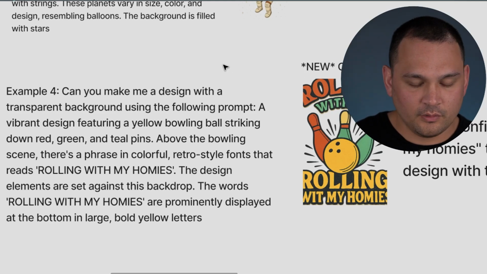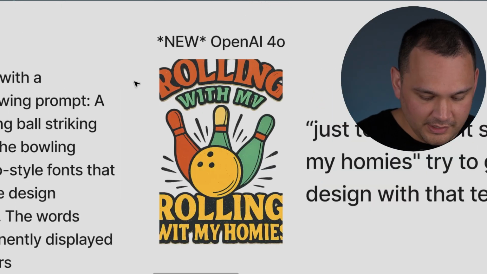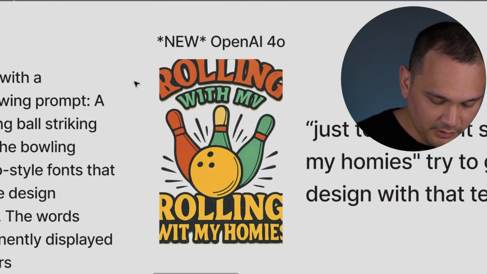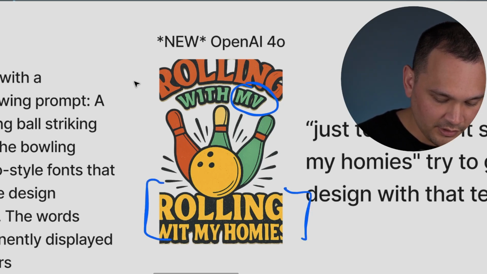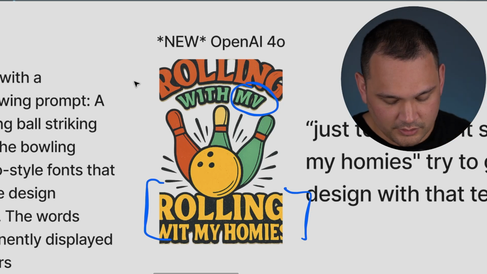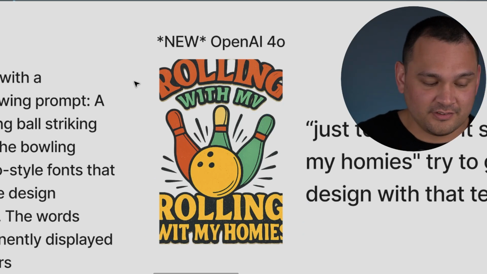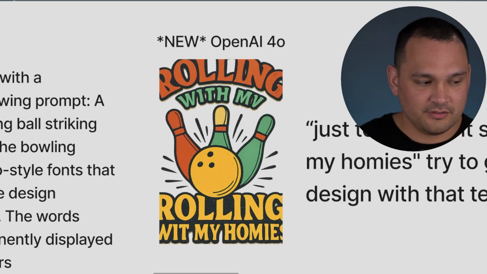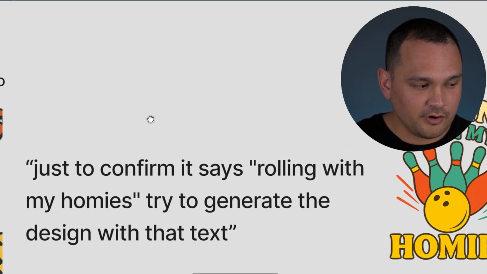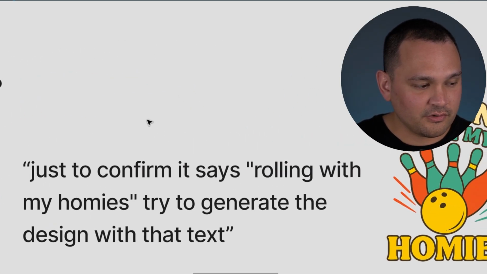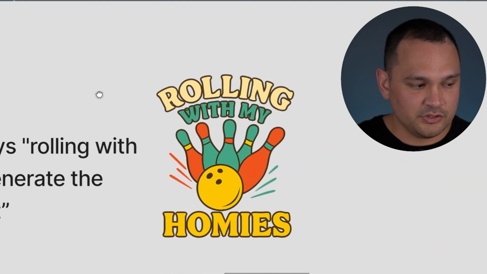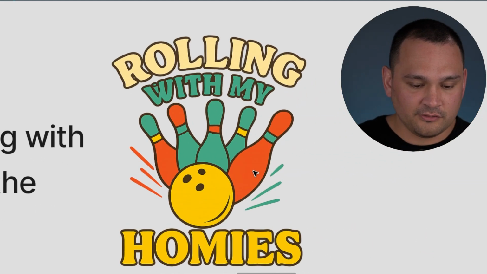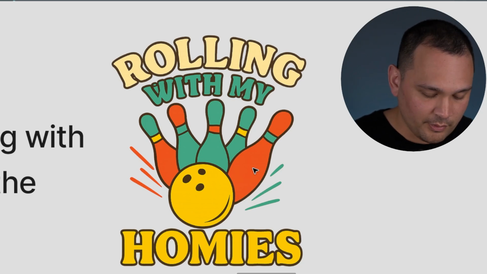Okay, so here we are once again with another example prompt, example number 4 here. So we've got this here, this is misspelled, and the phrases in the prompt are not showing up perfectly. So let's go ahead and ask ChatGPT to fix it conversationally. Here we go. Just to confirm, it says, rolling with my homies, try to generate the design with that text. And here we are with its adjustment, which is fairly solid. It understood what we were trying to do.